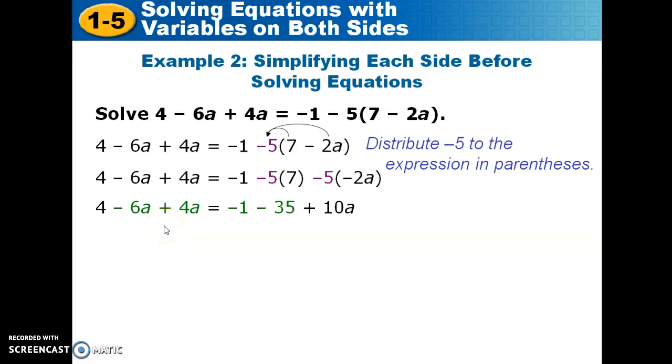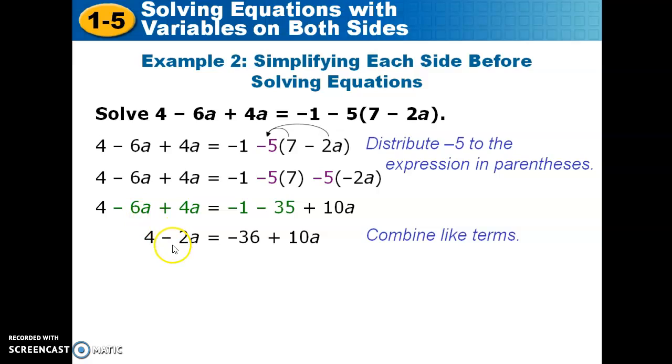Now we've distributed, so the next step is to combine like terms. If I look on the left side of the equation, I have a negative 6a plus a 4a. Those are like terms. I'm combining those. Then when I look on the right side of the equation, I have a negative 1 minus 35. Those are also like terms. I'm going to be combining those. So this 4, nothing happens to it, so I'm dropping it down. Then I have negative 6 plus 4a.